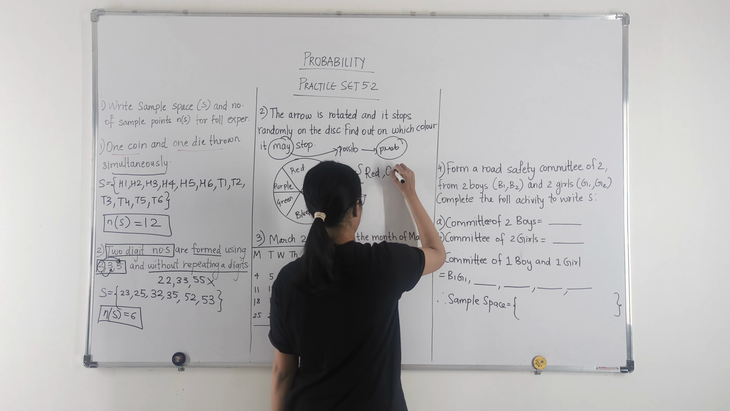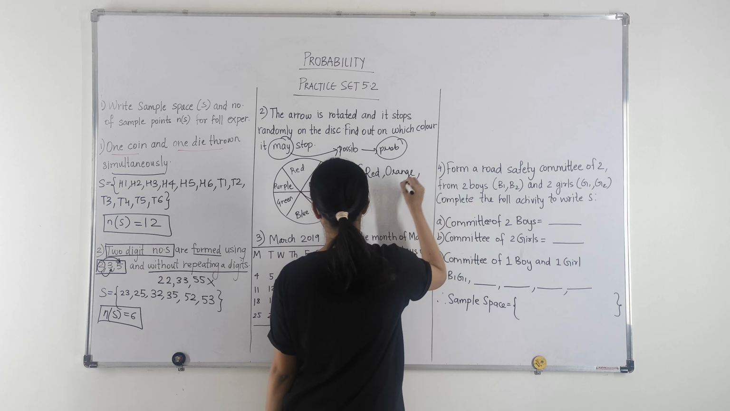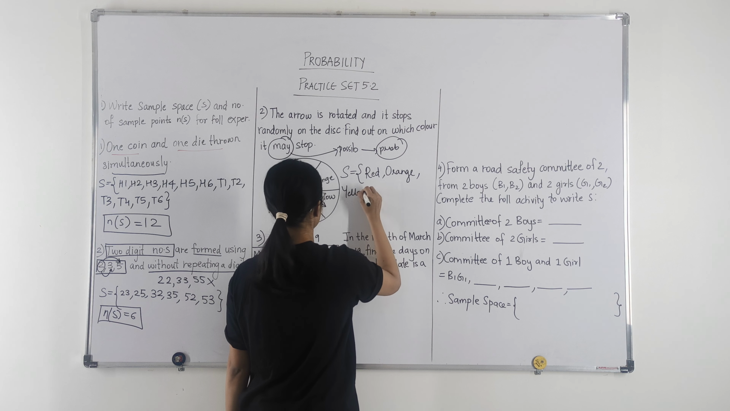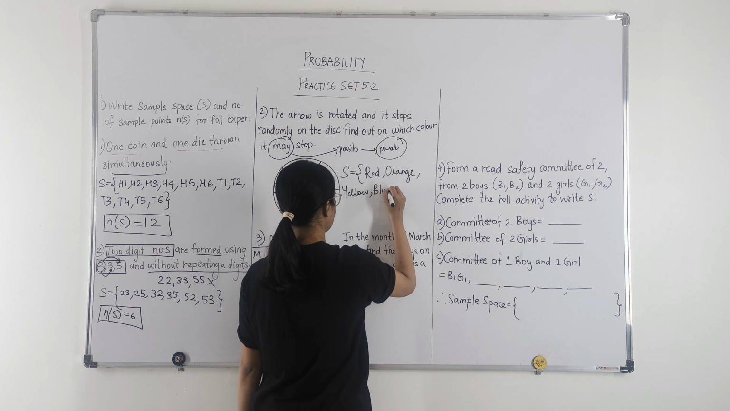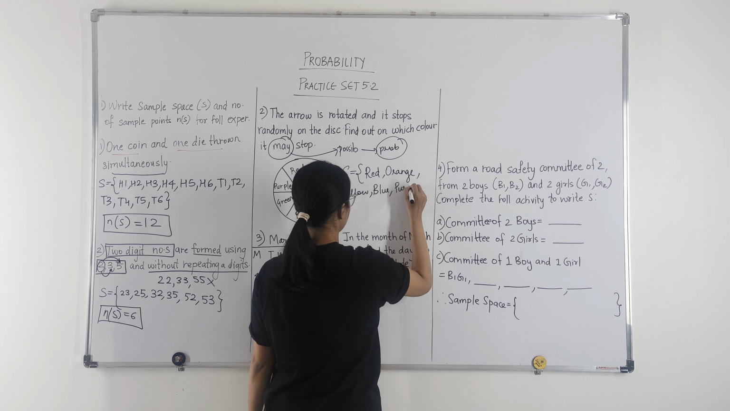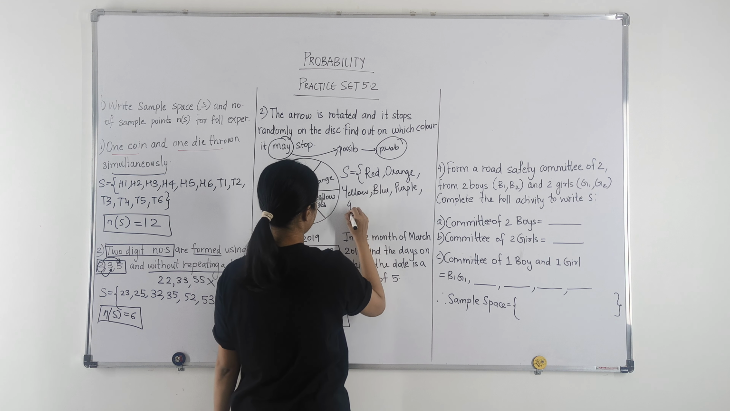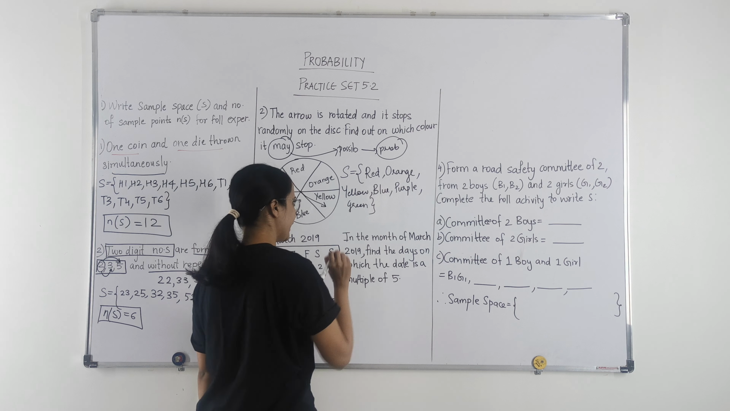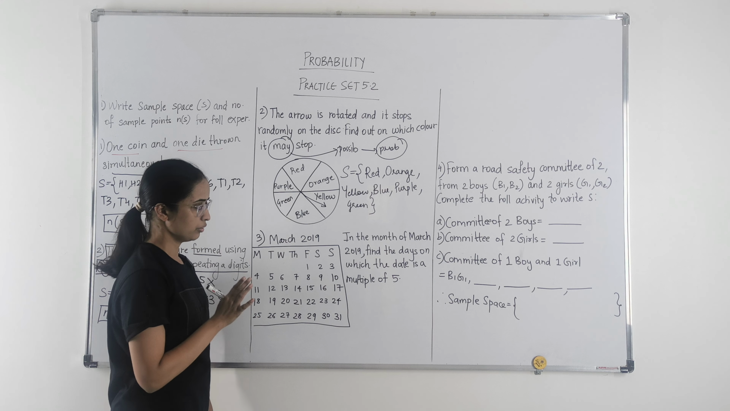It might stop at orange color, yellow, blue, purple and green as well. So इसमें से किसी एक पे तो वो रुकेगी ही.